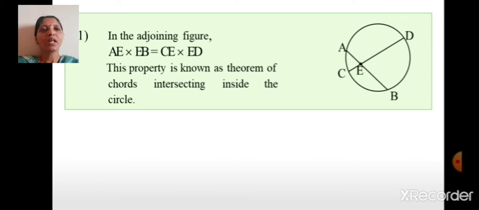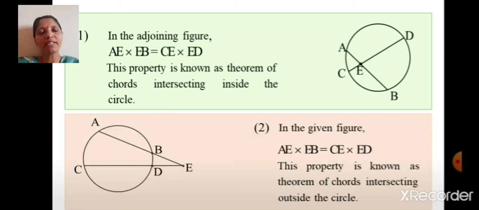Then the next theorem is the theorem of external division of chords. Here you can see chord AB and chord CD are intersecting each other in the exterior of the circle at point E. So what is the theorem? Again, the product of segments of one chord is equal to the product of segments of the other chord. So AE into EB is equal to CE into ED. This is called the theorem of external division of chords.